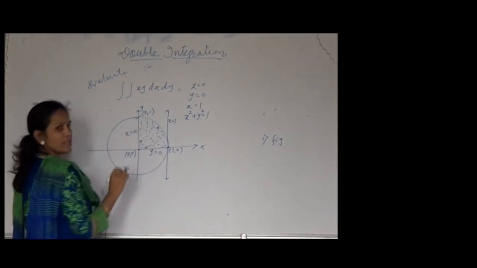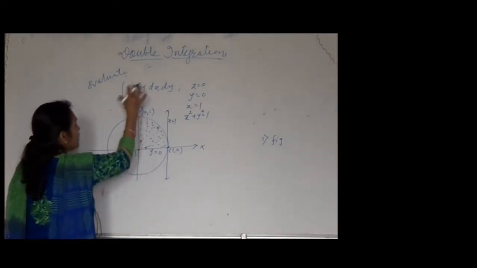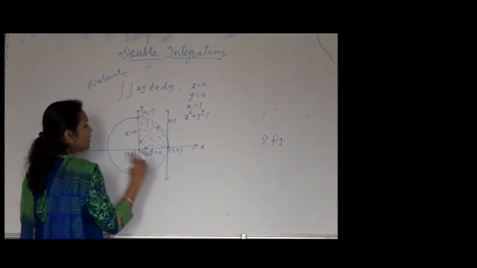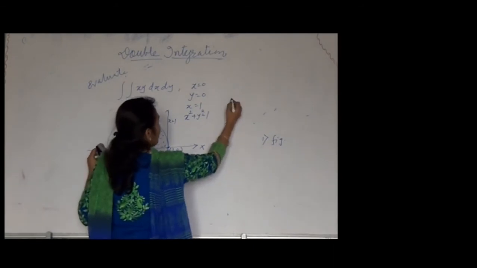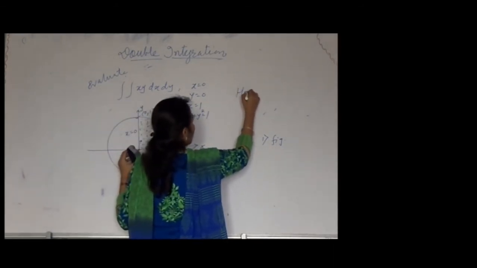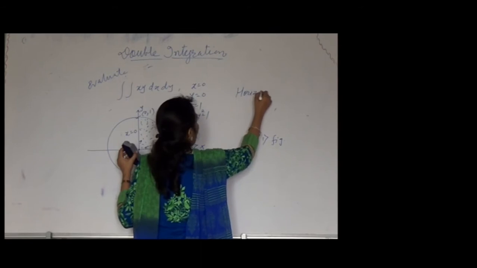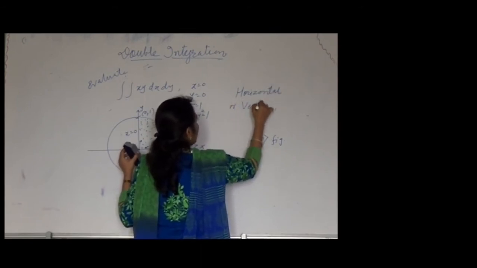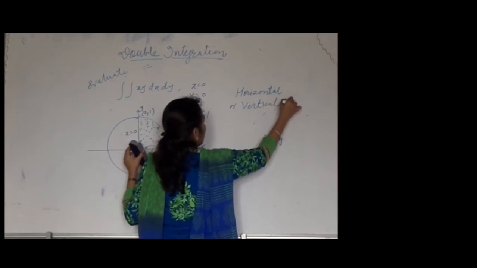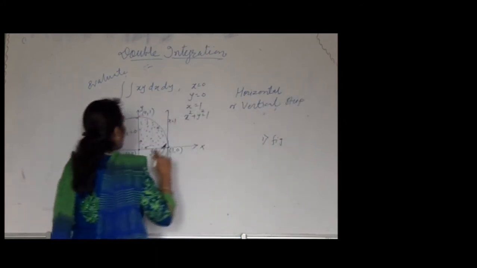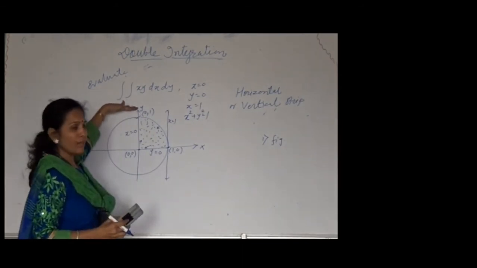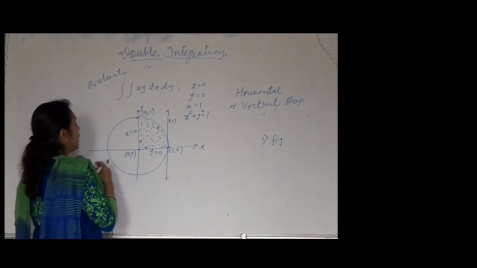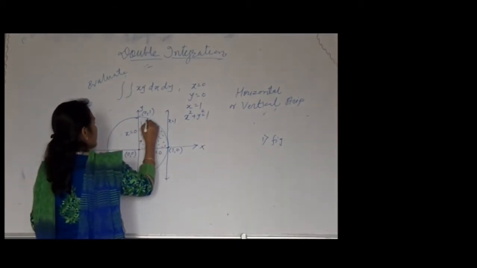Now there is a concept of strip. I have to integrate this whole integral over this whole region. Here I am going to apply the concept of strip. For covering the whole area, I am going to draw either a horizontal or a vertical strip. It is not a condition that you must draw a horizontal strip or a vertical strip. Let us draw the horizontal strip.